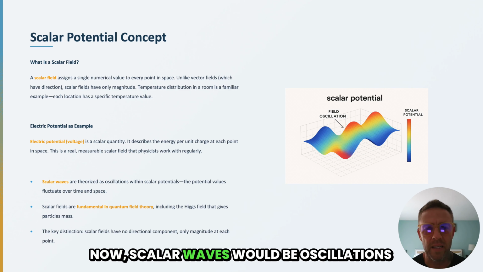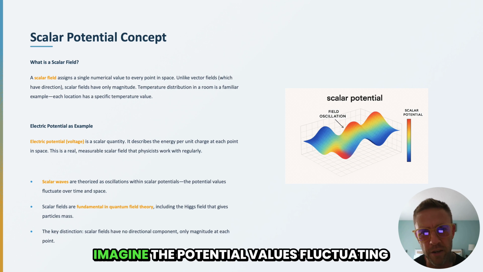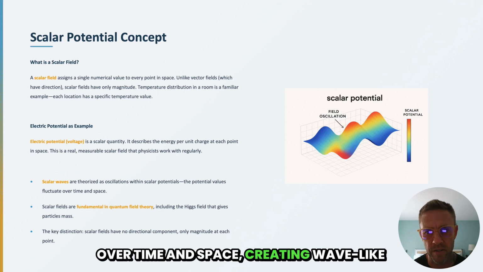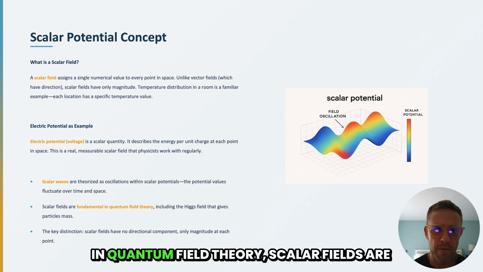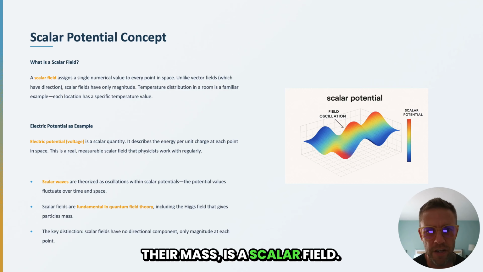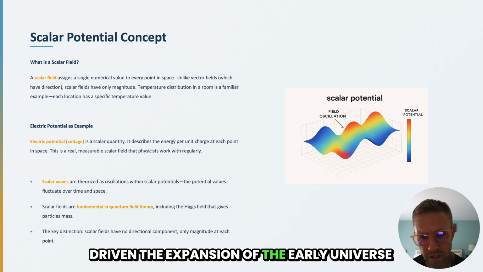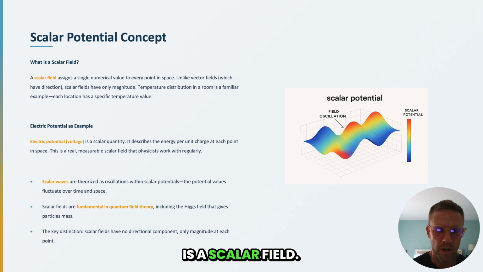Now, scalar waves would be oscillations within these scalar potentials. Imagine the potential values fluctuating over time and space, creating wave-like patterns. In quantum field theory, scalar fields are fundamental. The Higgs field, which gives particles their mass, is a scalar field. The inflation field, theorized to have driven the expansion of the early universe, is a scalar field.